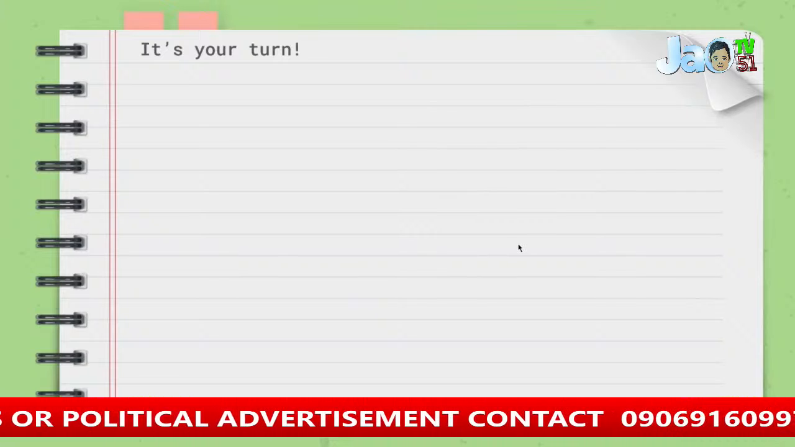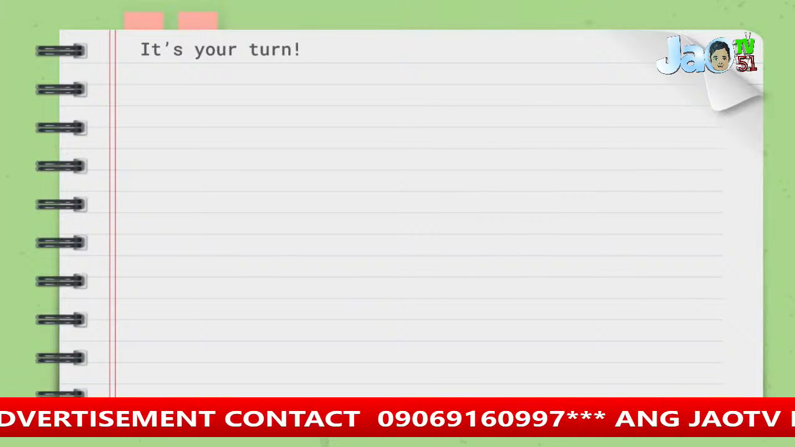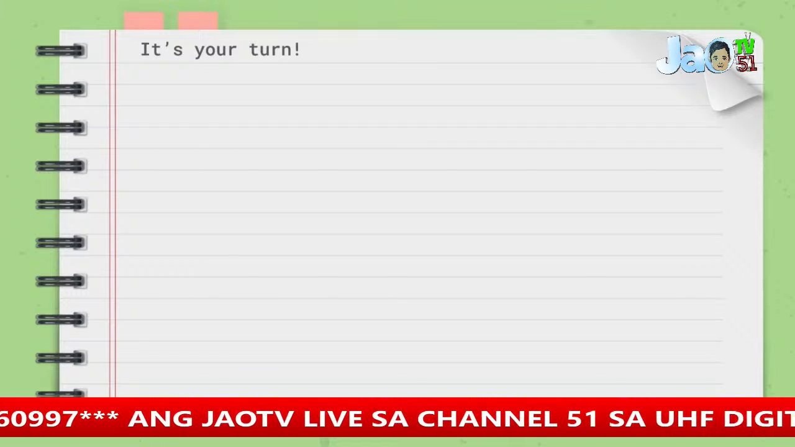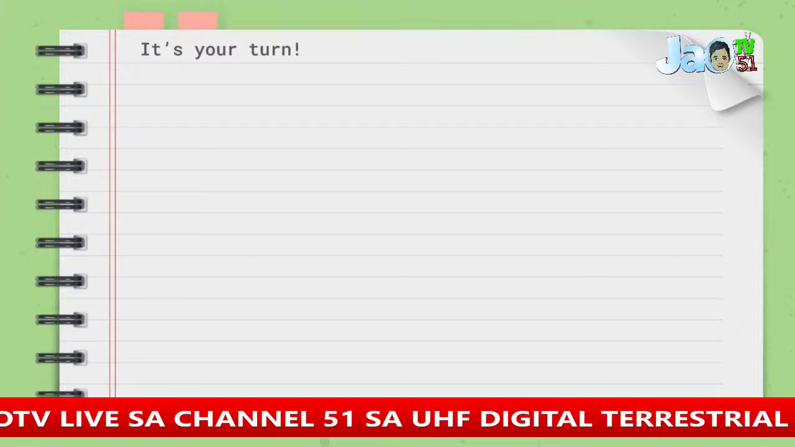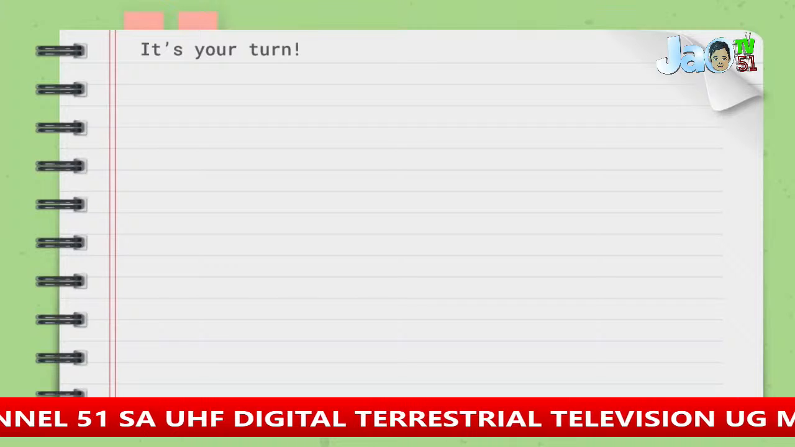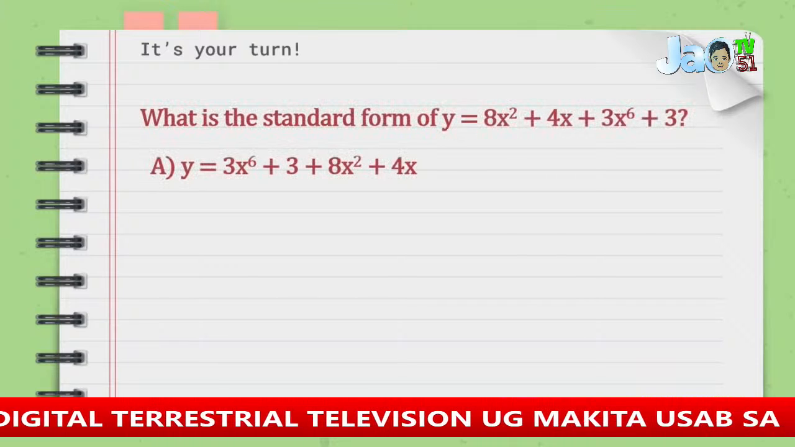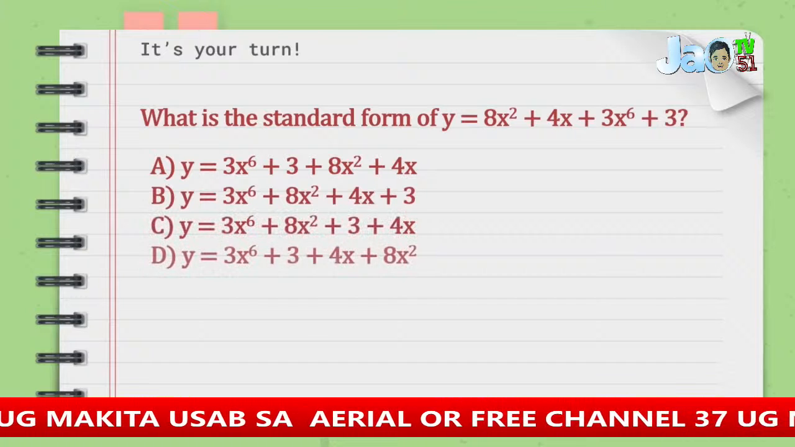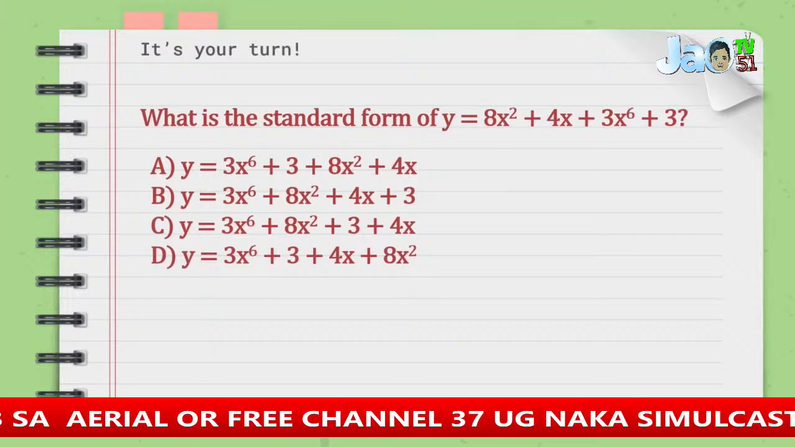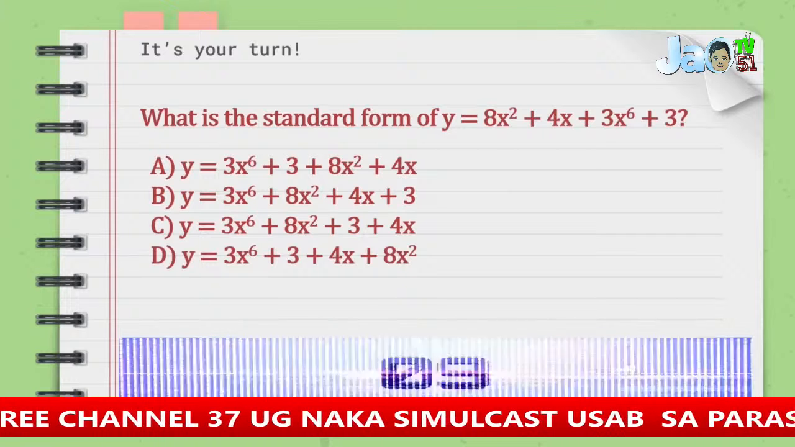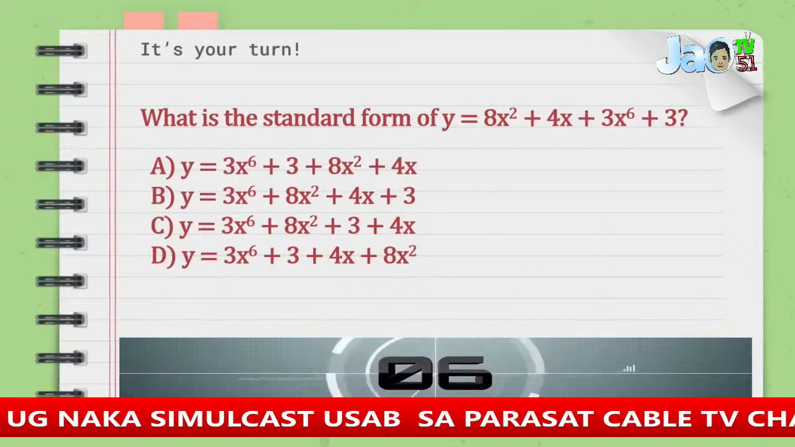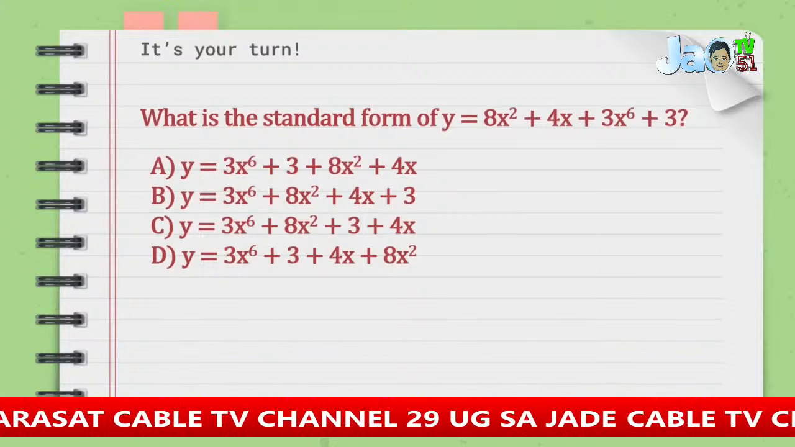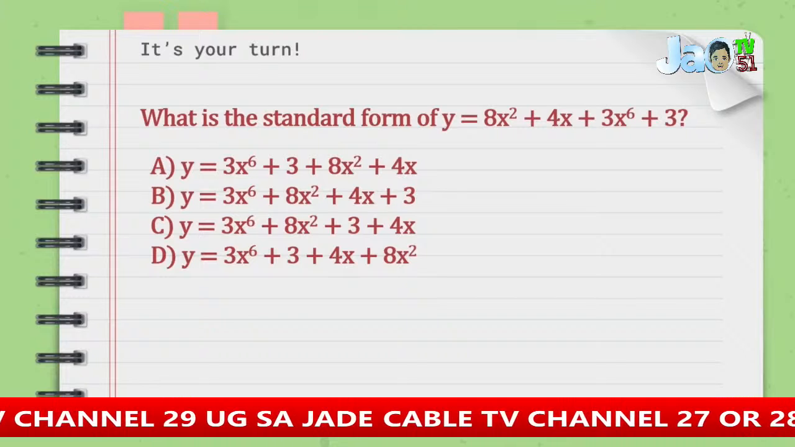Practice rewriting polynomials in factored form and standard form. Just choose the letter that best answers the question. You are given 10 seconds to answer each item. What is the standard form of y equals 8x squared plus 4x plus 3x to the power of 6 plus 3? You are correct if your answer is letter D.